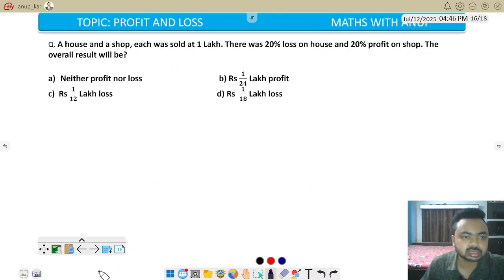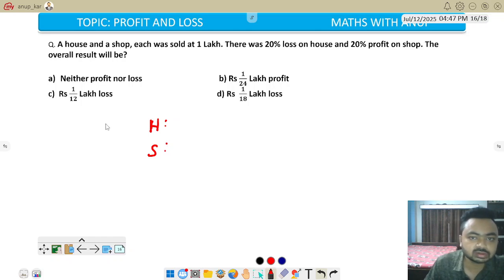So a house and a shop each was sold at 1 lakh. There was 20% loss on the house and 20% profit on the shop. The overall result will be how much? So we can do it like this: a house and a shop. Here is my house and here is my shop.